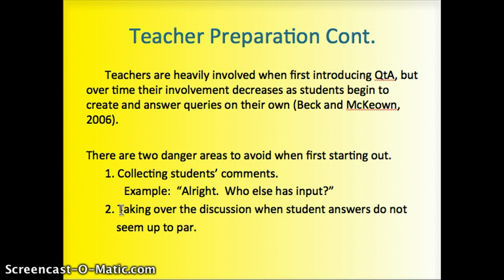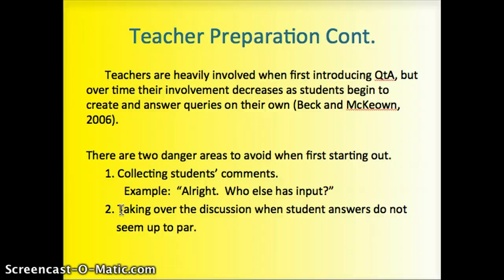Again, you're heavily involved when you're first introducing the questioning the author strategy, but over time, involvement decreases because students will begin to create and answer queries on their own, which is great. So, like I said earlier, you've got teacher to student discussion, which eventually leads to student discussion. Your students will eventually begin embodying this strategy and being able to use it with much more ease.